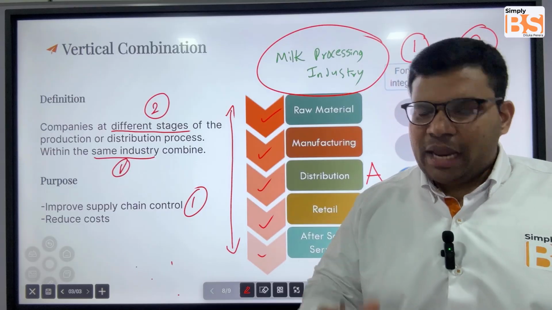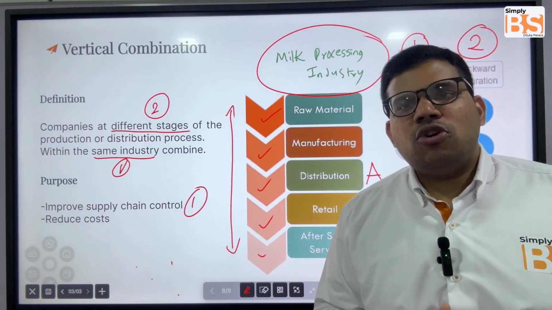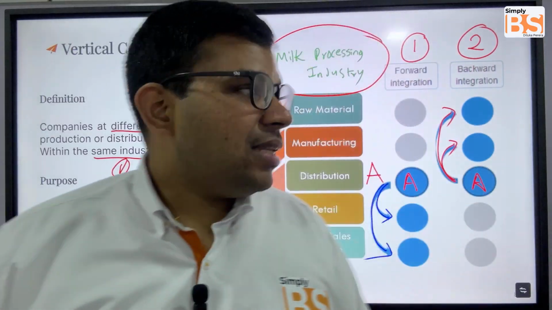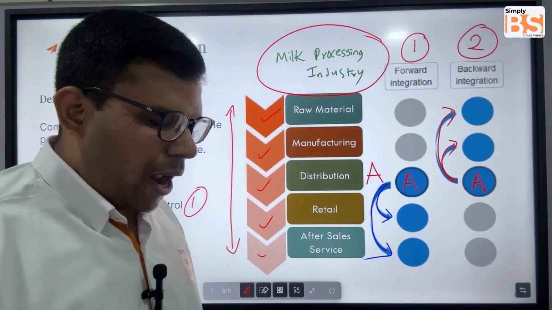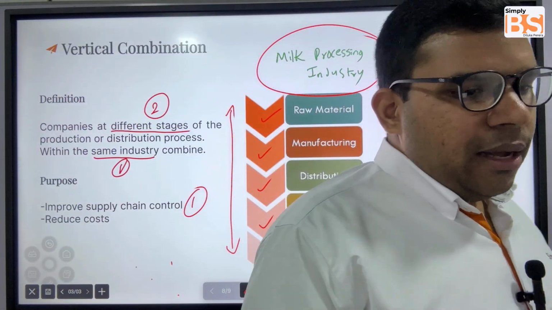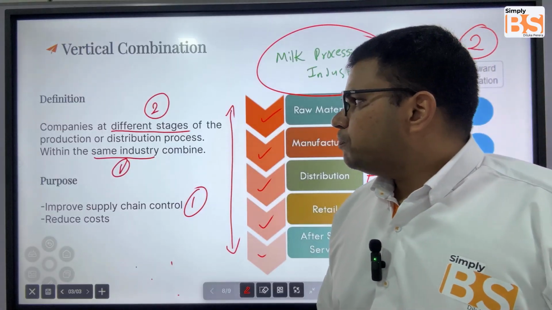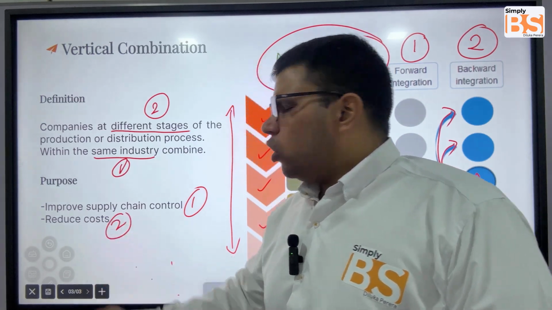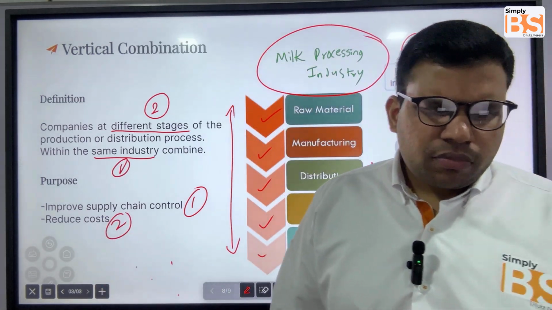You control, not the entire process, but different stages. So that will reduce all the shortages and delays in the process, right? The second purpose of a vertical combination is that it will reduce the cost. How will it reduce the cost?